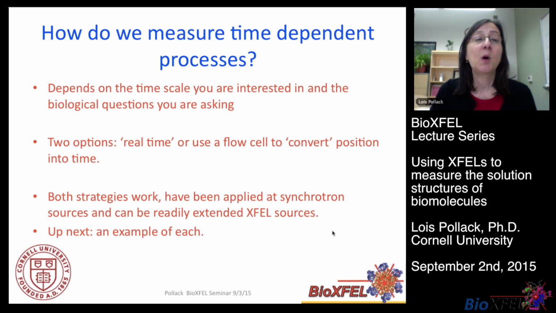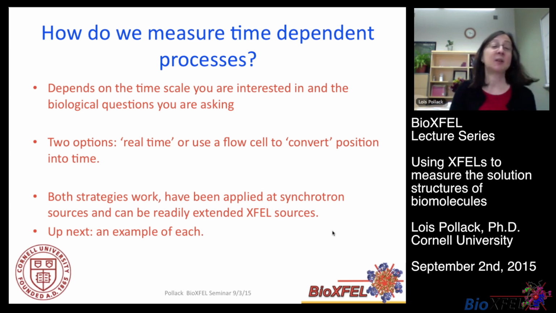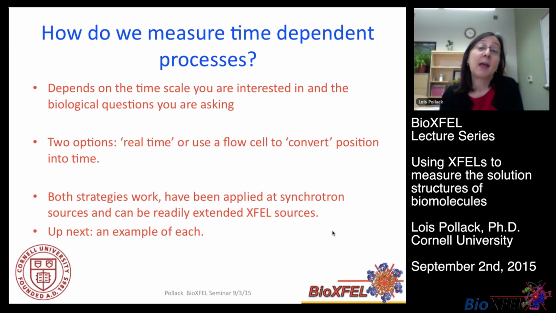So as I alluded to before, there's really two options: the real-time measurements or the use of a flow cell to convert position along a flowing chain into time. Both strategies work. They have different strengths and weaknesses, and they've been applied at synchrotron sources. And again, they can be readily extended to XFEL sources, and people, including my group, are working very hard on developing the technology to make this happen. But up next, what I'm going to do is give you an example of each of these two different types of measurements using a flow cell or a real-time measurement to answer a biological question.